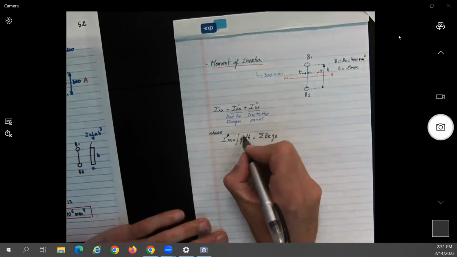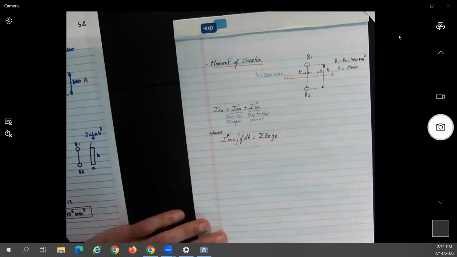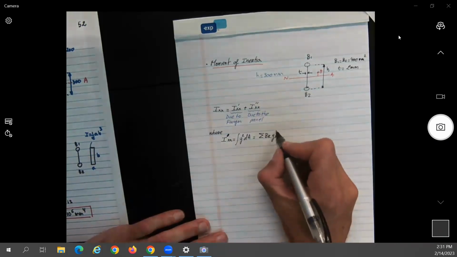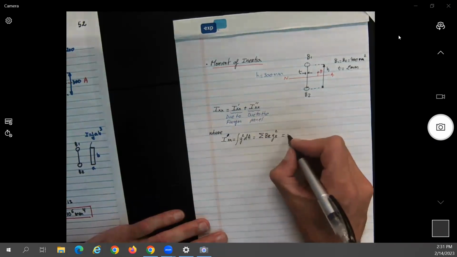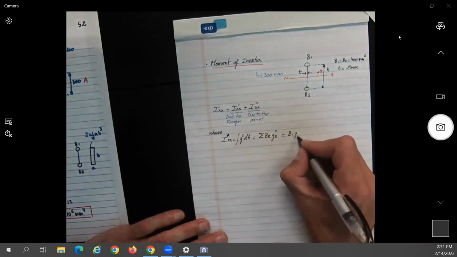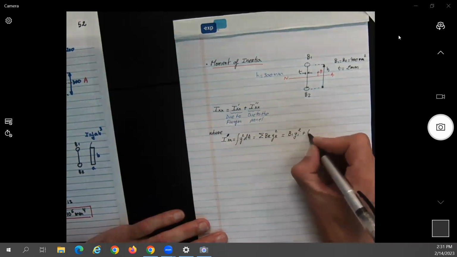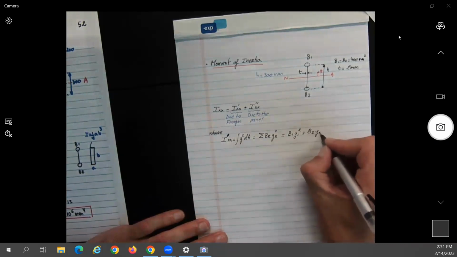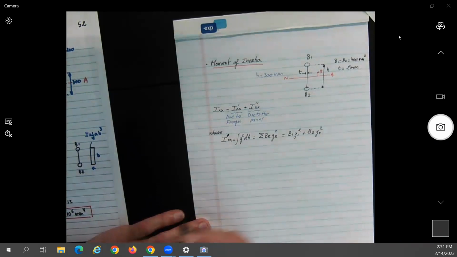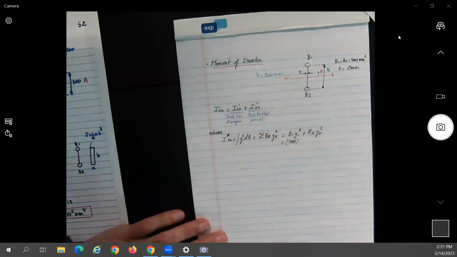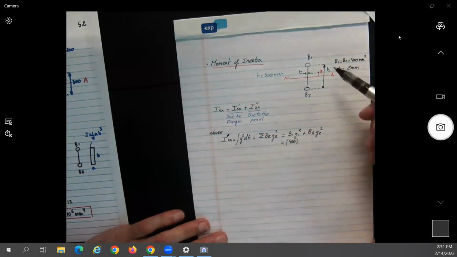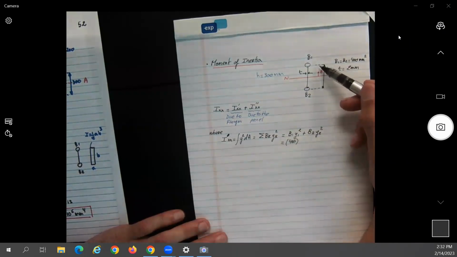Actually, I made a mistake here. This should be y squared dA. I was thinking about the Q, yr squared. And so it should be equal to what? B1 y1 squared plus B2 y2 squared. What is B1? 400. What is y1? Is the distance from the neutral axis to the top, no?